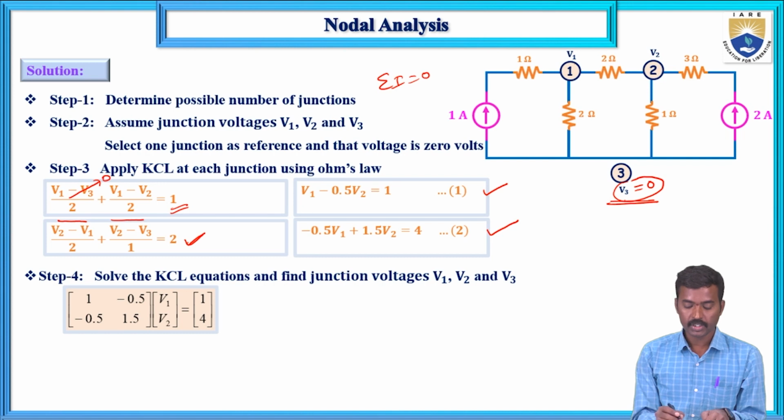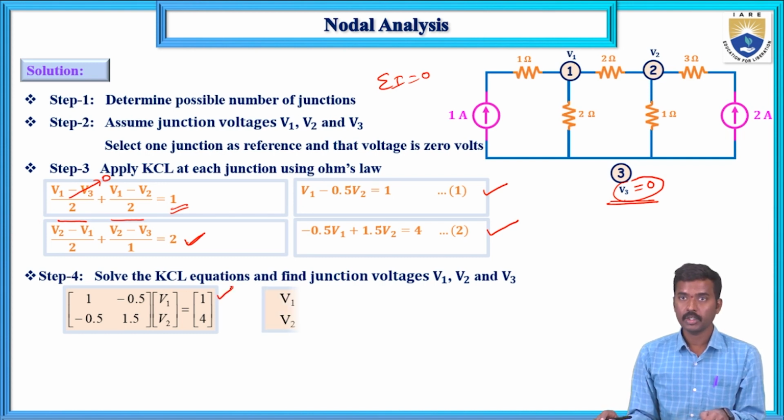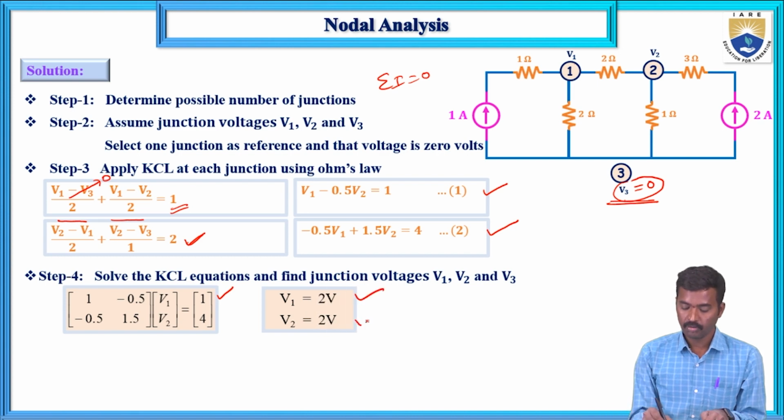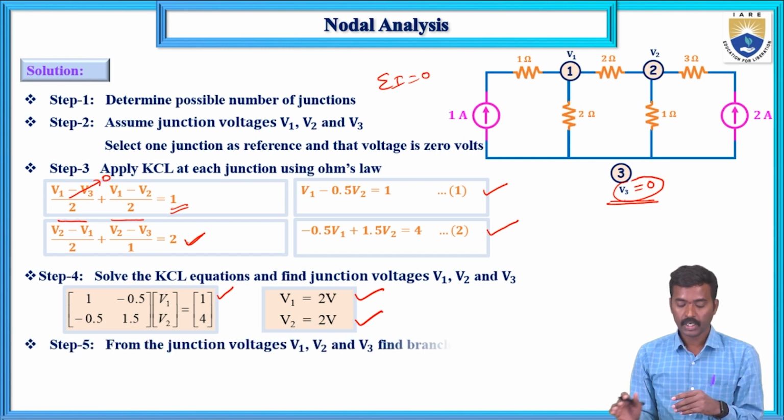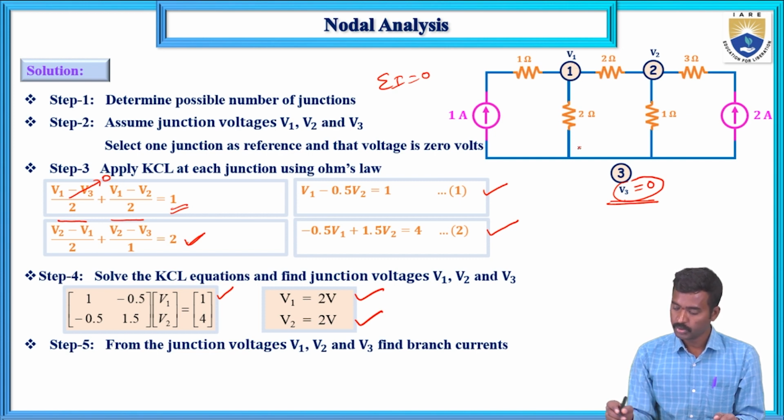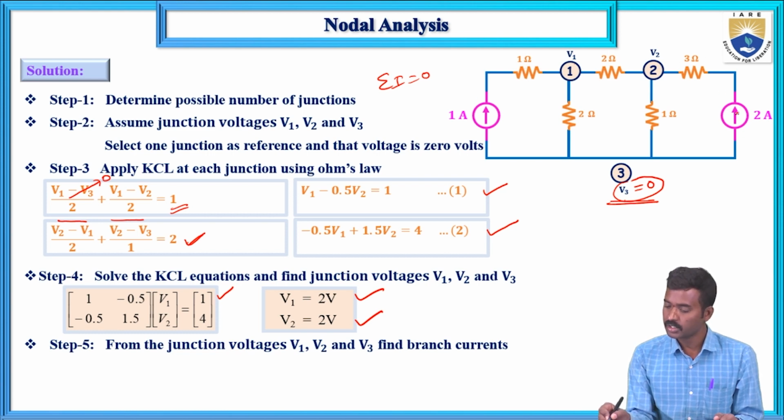Convert into matrix format using Cramer's method. If V1 and V2 are the junction voltages, from these junction voltages you can determine each resistor's voltage and current. So for this 2 ohm, I1 is the current. The 1 ohm resistor current is I1, the same. This current source current is the same, 2 amps, and the I1 current.